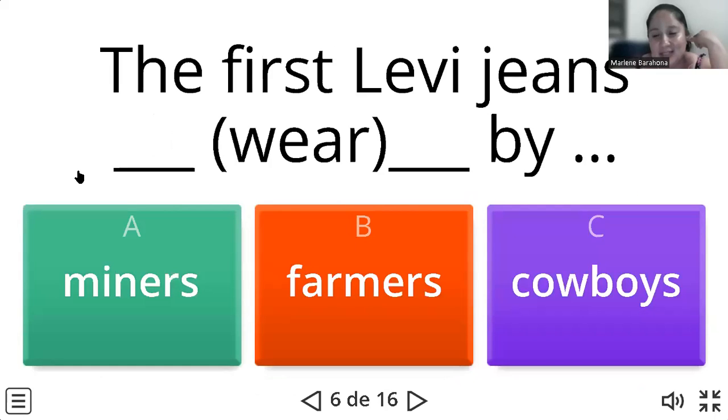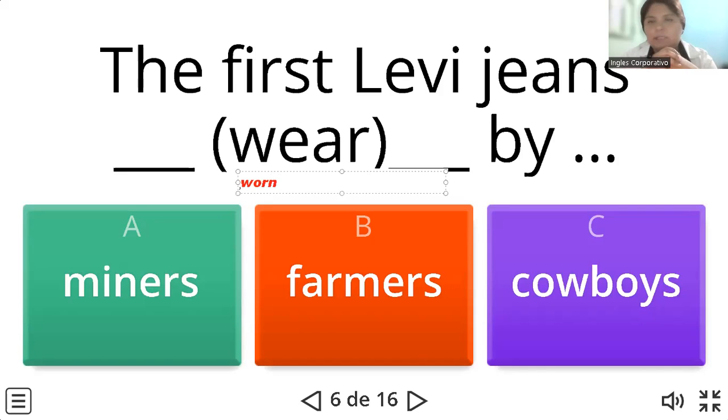Okay. The first Levi jeans. Okay, so this is history. But can you read the full sentence? The first Levi jeans were. What is the participle form for were? Worn. Yes. Worn. Is it correct? Yes, right.